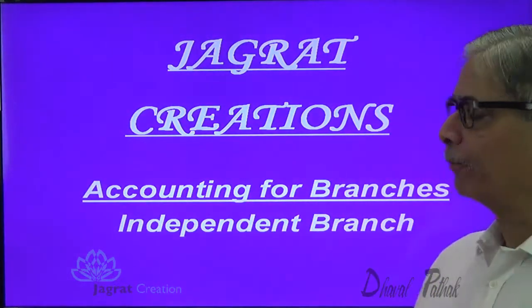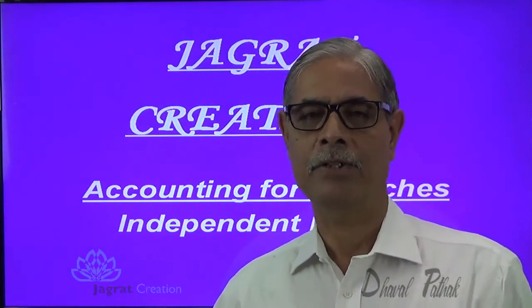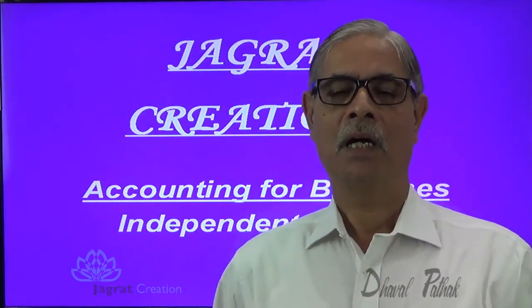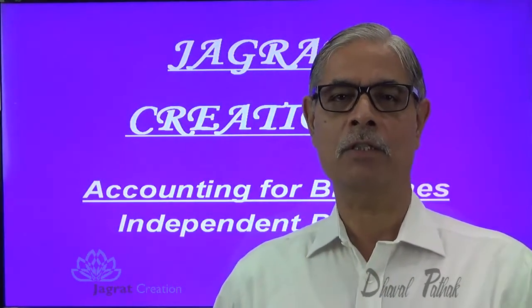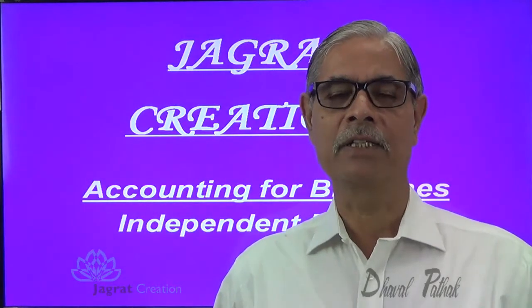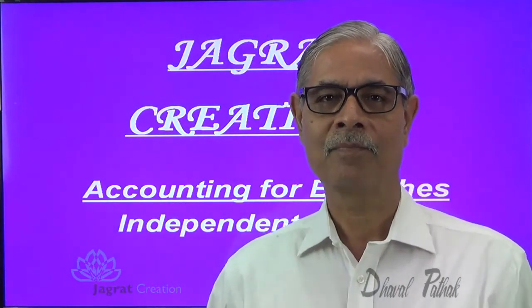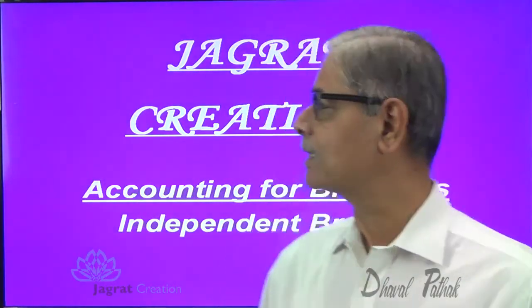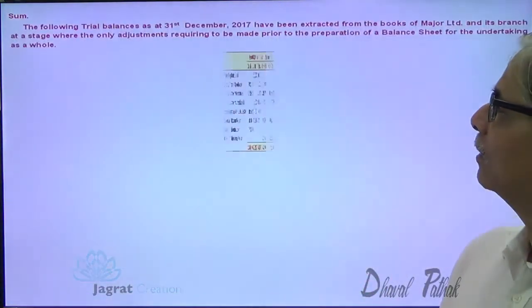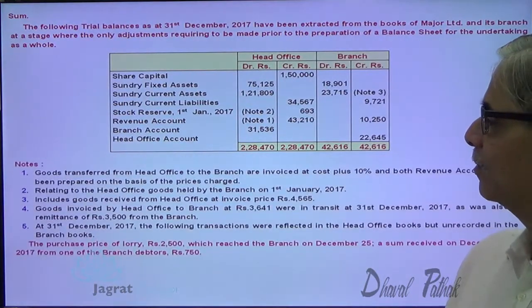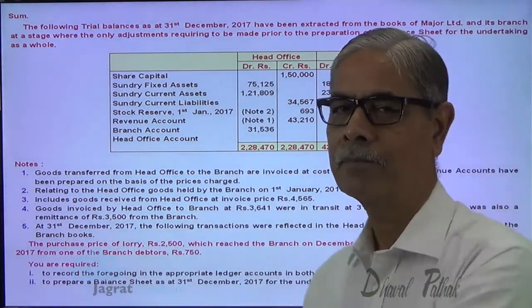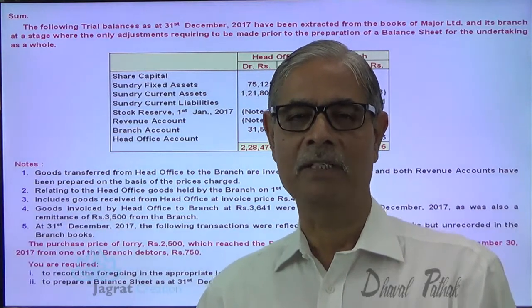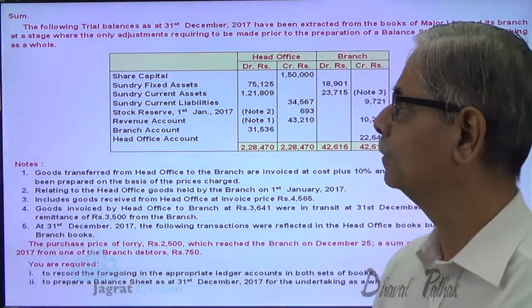It is on accounting for branches, independent branch. I want to take care of one sum which was asked in the past in CA Final examination. But it's a good sum, so I want to take care of it. Observe the sum on the screen. This is the sum which I want to consider right now in this lecture.